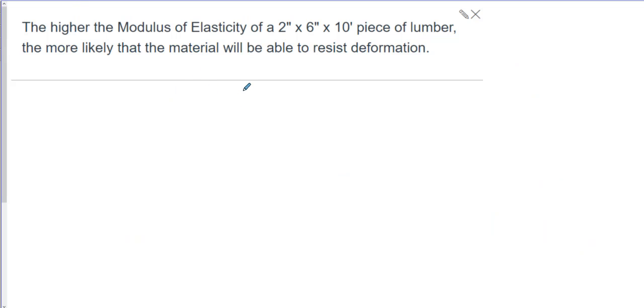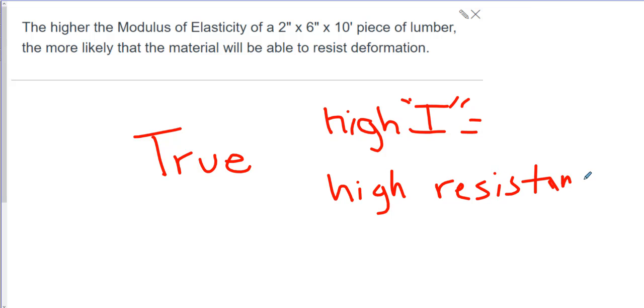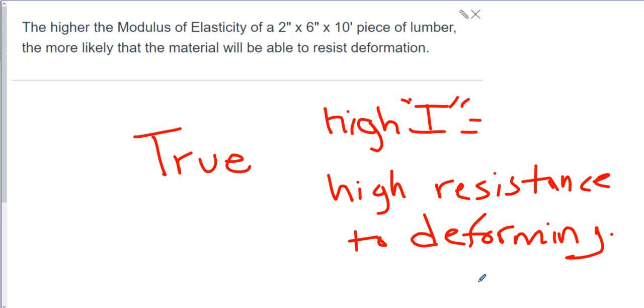And the last one was basically a vocabulary question. The higher the modulus of elasticity, the more likely it will resist deformation. True. In the lecture, I said high moment of inertia equals high resistance to deforming. All right, that'll do it for the wrap up of this.